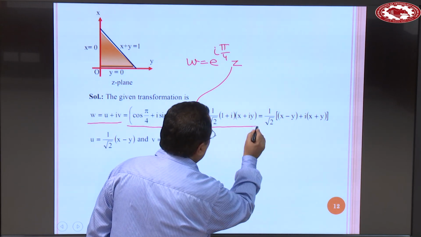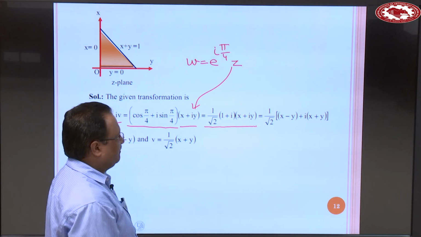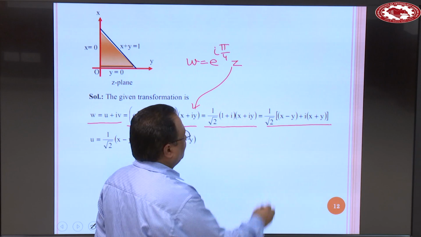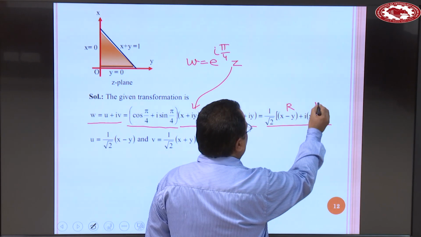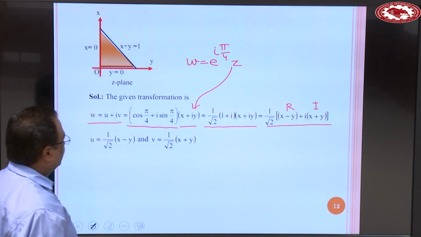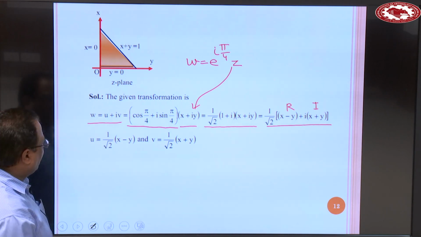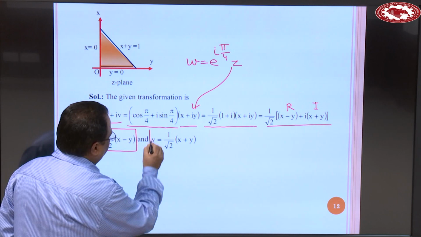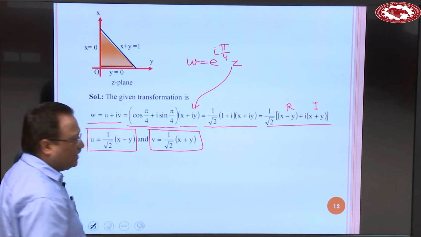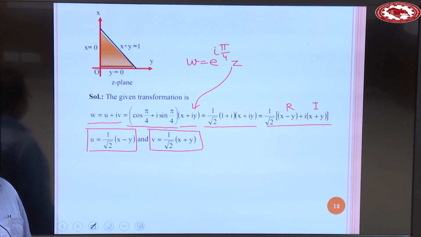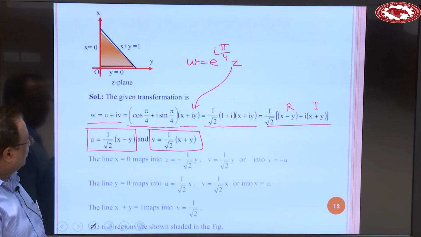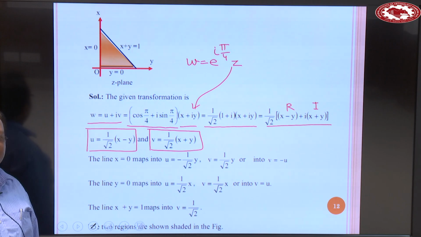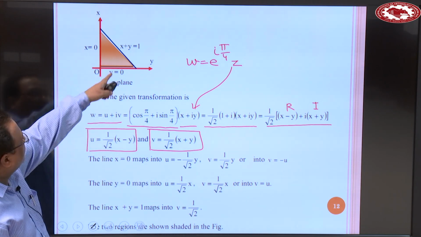Now substitute the value of cos pi by 4 and sin pi by 4, we get 1 over under root 2 times (1 plus iota) times (x plus iota y), and that one is equal to this result, real part this and imaginary part this. Okay. So equate the real and imaginary parts. So u is 1 over under root 2 (x minus y), and v is 1 over under root 2 (x plus y). So we have given this u and v.